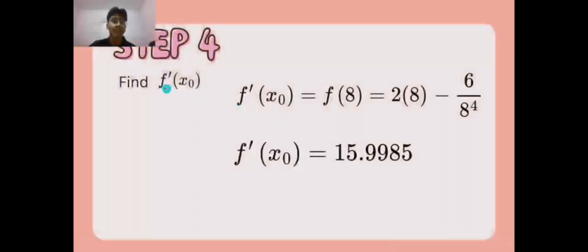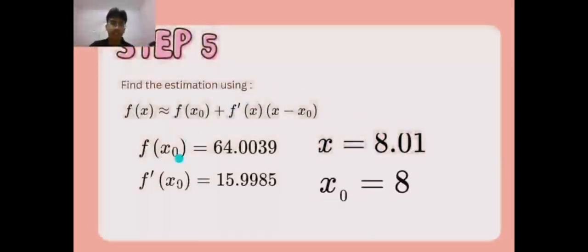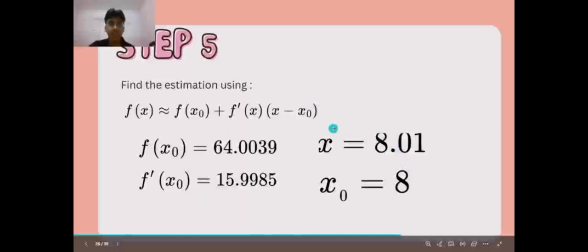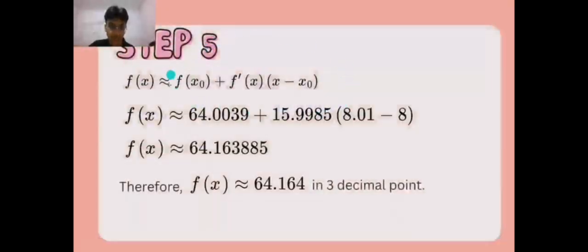Step 4, find f prime of x naught. We just substitute the differentiated f(x) with the value of x naught. After substituting, we got 15.9985. For the last step, we use this value that we got and this formula, and substitute one by one. After calculating, we can conclude that the estimation of f(x) is 64.164 to 3 decimal places. That's it from me. Thank you.